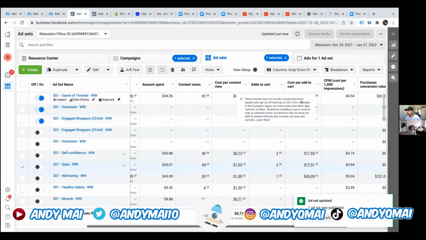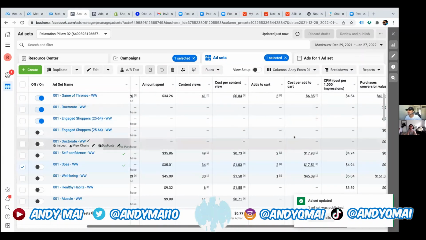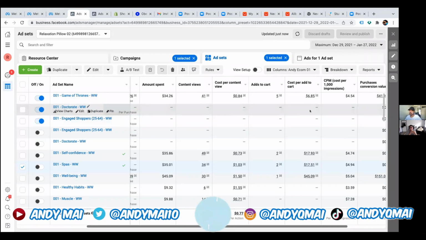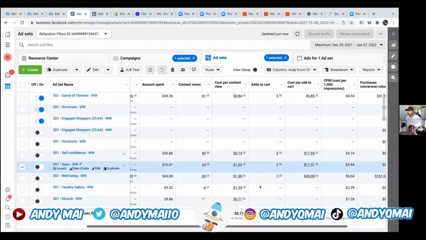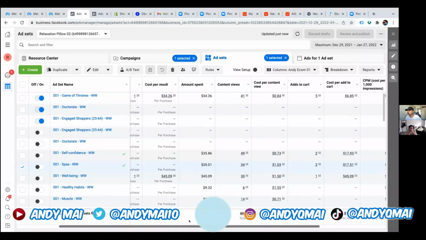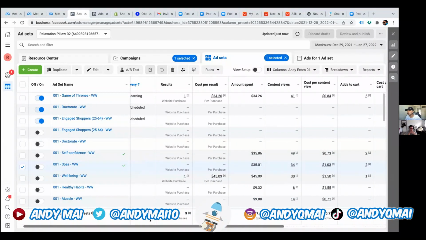So when the add to cart cost is higher than $10 or something, then I kill it. Yeah, and those two didn't have any purchase. That's true. This one, you can probably let it run to maybe $40 and then kill. $40 cost per purchase. Okay.